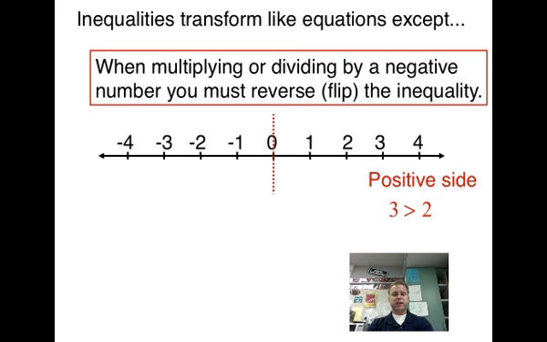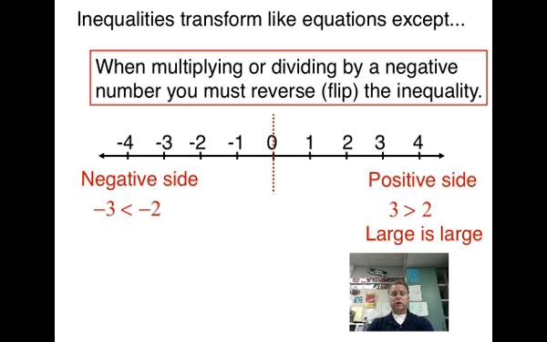You've got your positive side. So if 3 is greater than 2, hopefully we all agree with that. So large is large. On the negative side, though, you have negative 3 is less than negative 2. Here the larger digit is the smaller digit.